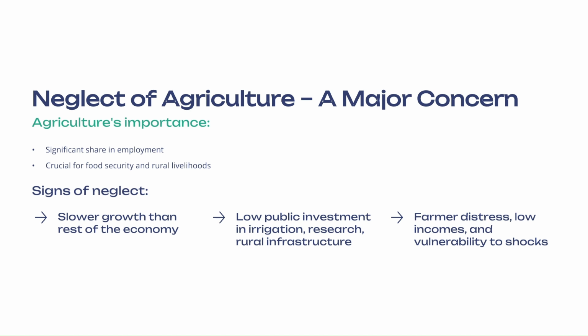The consequences are devastating. Farmers' distress is acute, with over 330,000 farmer suicides recorded between 1995 and 2020. Despite high production, India ranks poorly on the Global Hunger Index, highlighting a failure in food security and distribution.